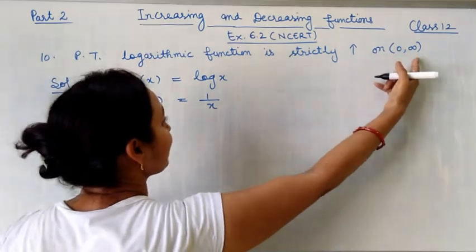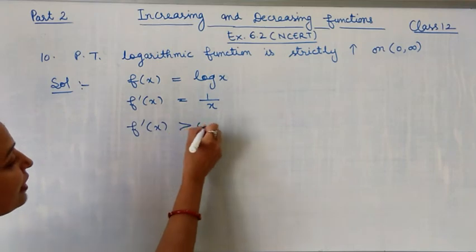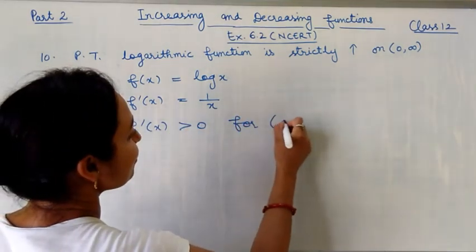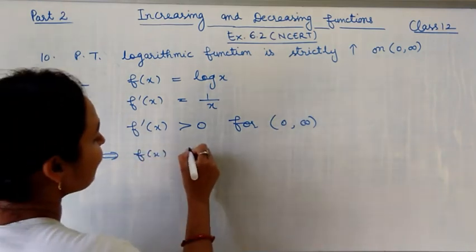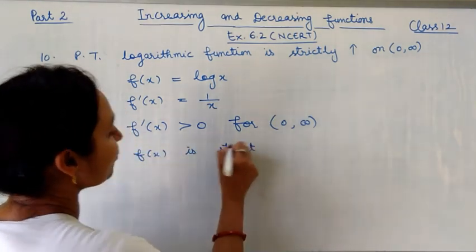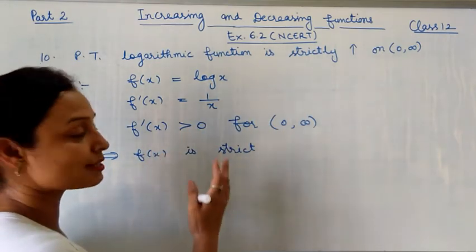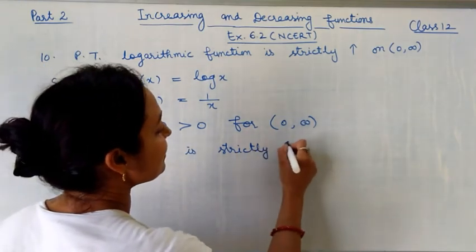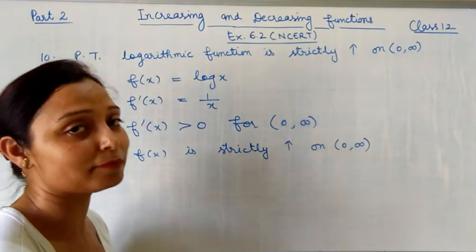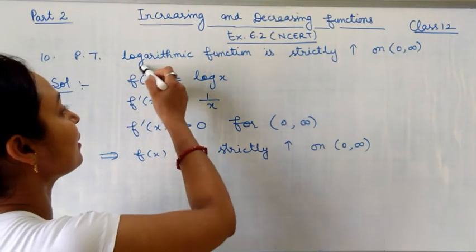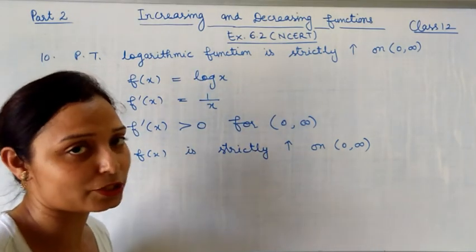In between 0 to infinity, when you substitute the value, this f dash x is always positive. This implies f(x) is strictly increasing. When you put any value, 1, 2, 3, 4, any value, it makes it positive, so it is strictly increasing on 0 to infinity. So this is a very easy question, but students become confused after reading the logarithmic function. So this is very easy. Now come to the next question.